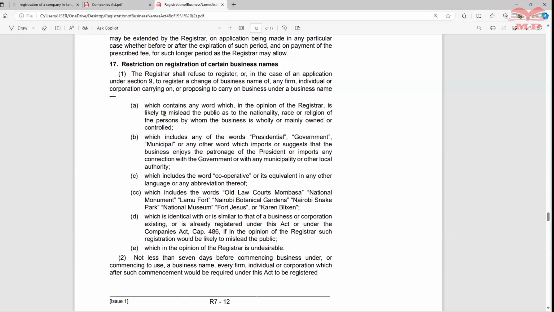So what is the significance of registration? You must remember that no company or association or partnership shall trade unless and until it is registered.